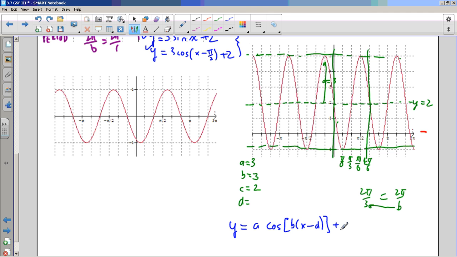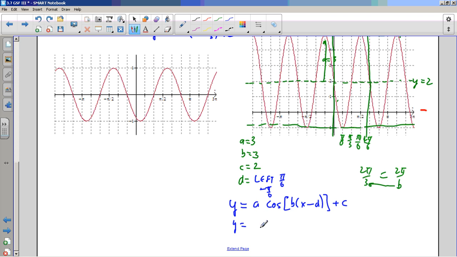Because I can see the starting spot for a normal cos graph is just that way, one square, pi over 6. So this is left pi over 6. So then the d is negative pi over 6. And then I can fill it in. B is 3. Are there more possibilities? Yes.